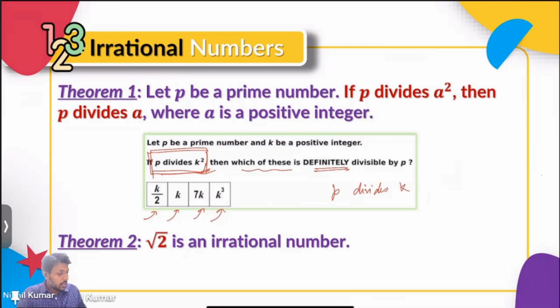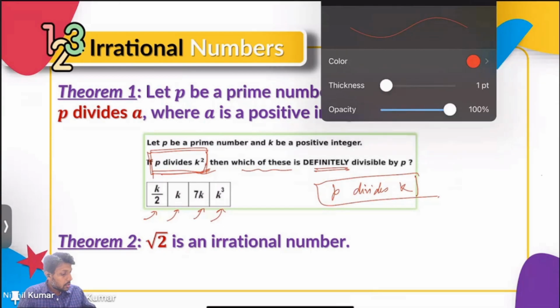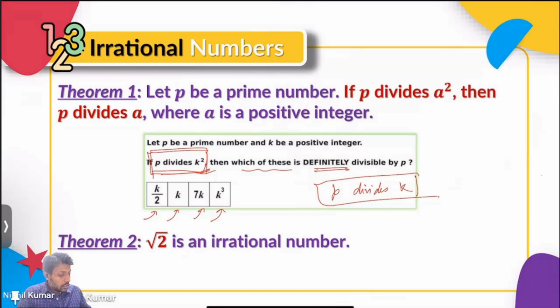K. This we know. So, of course, this is true. It divides K. If it divides K, it will definitely divide 7K. Okay? And if it divides K, it will divide K when it is multiplied to itself 3 times. So it will also divide K cube.